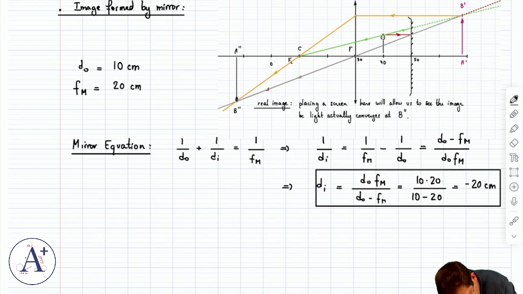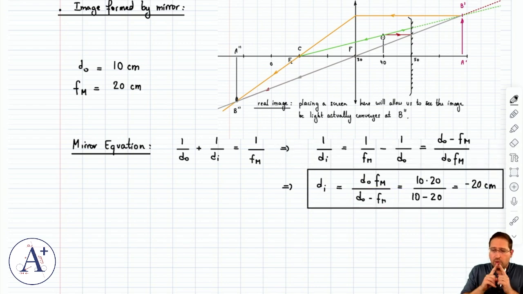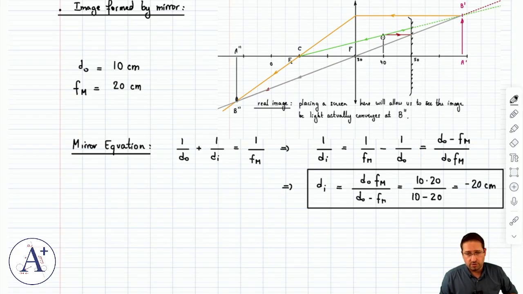Okay, d image is negative. What does a negative image distance tell me? It always tells me that I have a virtual image. As soon as d image is negative, virtual image. But depending on whether I have a mirror or a lens, it tells me if it's behind or in front of the mirror or the lens. D image negative will always be behind the mirror.